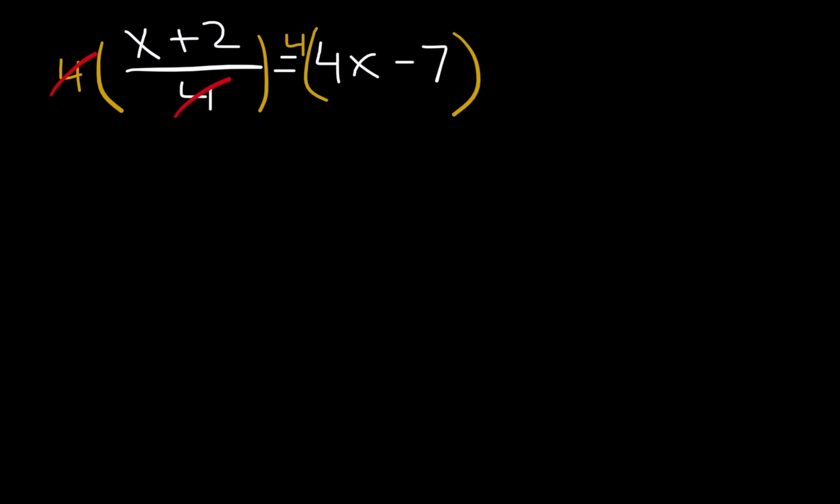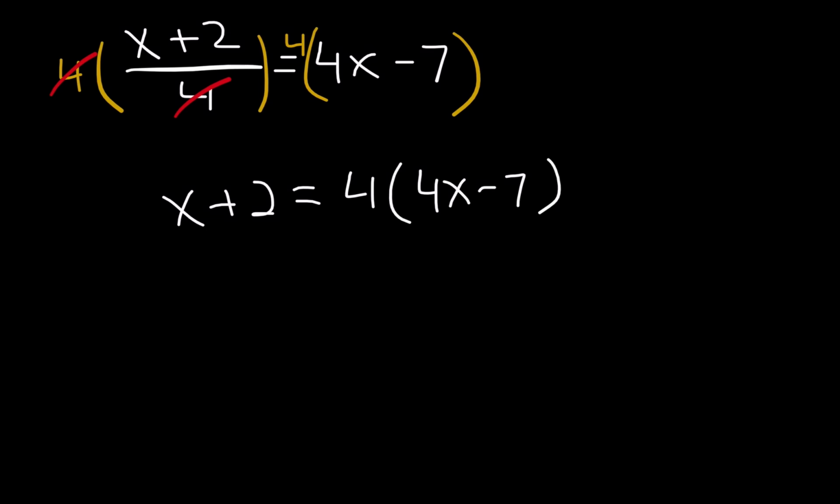So anyway, continuing from there, after cancelling out the 4, you're left with x plus 2 on the left hand side. And on the right hand side, you have 4 times 4x minus 7. So now we have reached the form where we have a bracket in the question. And whenever you have brackets in the question, remember that it is generally best to just expand the bracket.